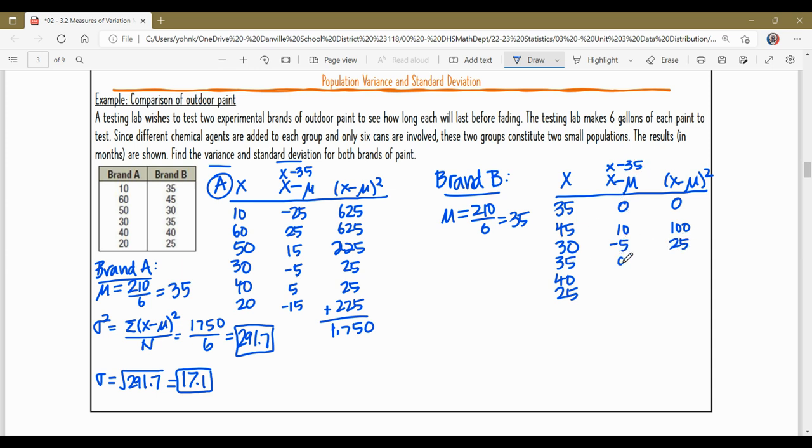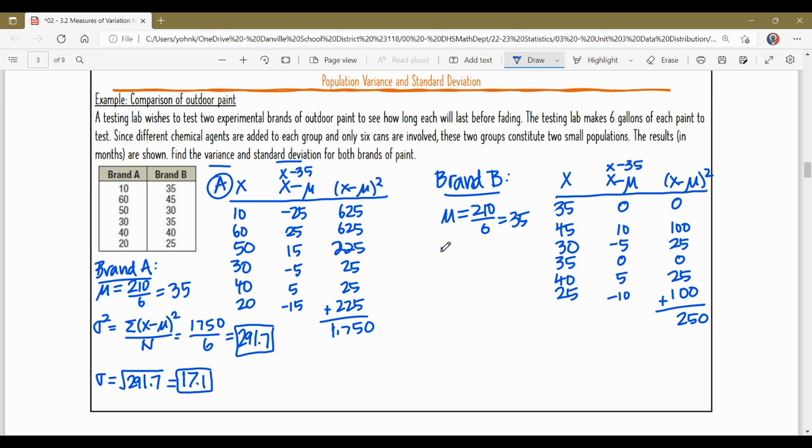35 minus 35 is 0. Squared is 0. 40 minus 35 is 5. Squared is 25. 25 minus 35 is negative 10. Squared is 100. I add up this last column, so that's 250.